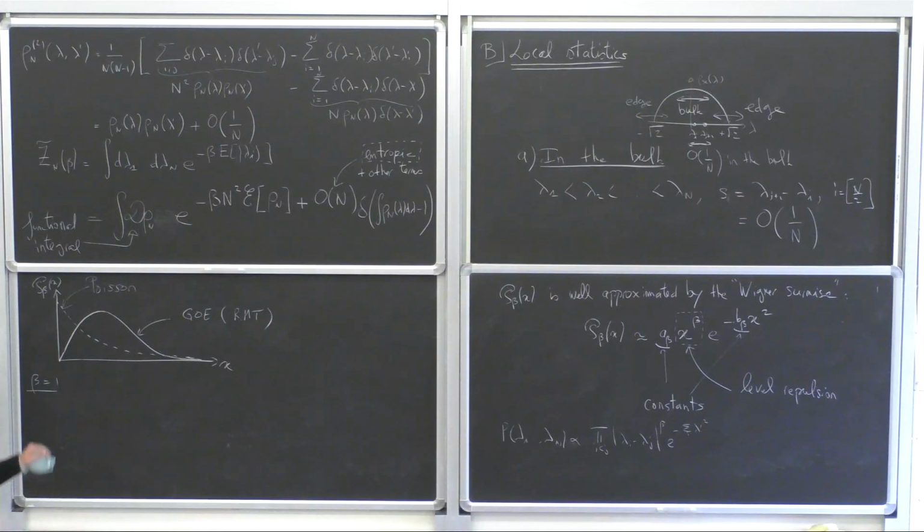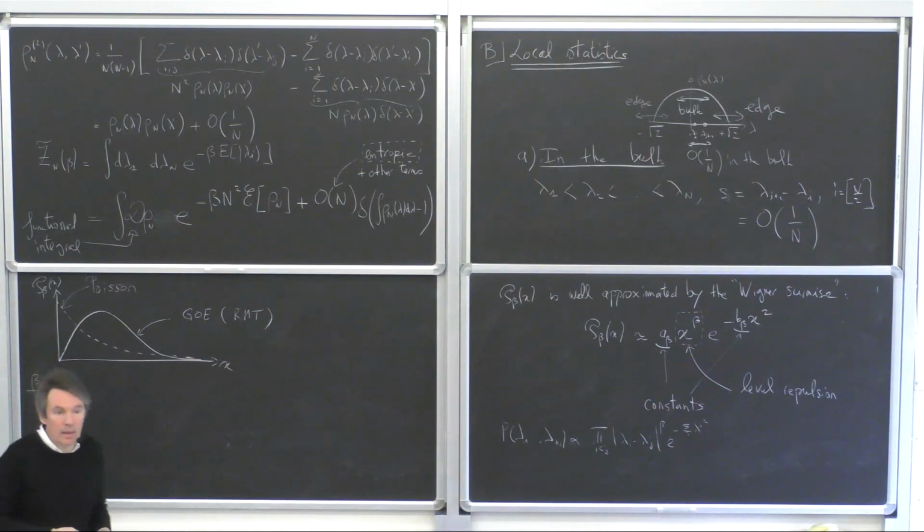Okay, so that's a very easy way to distinguish whether you are looking at a Poisson trivial statistics or something more complicated, which may look like GOE. Yes, please.